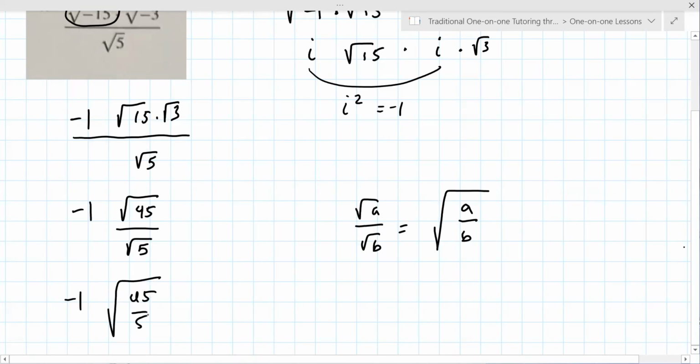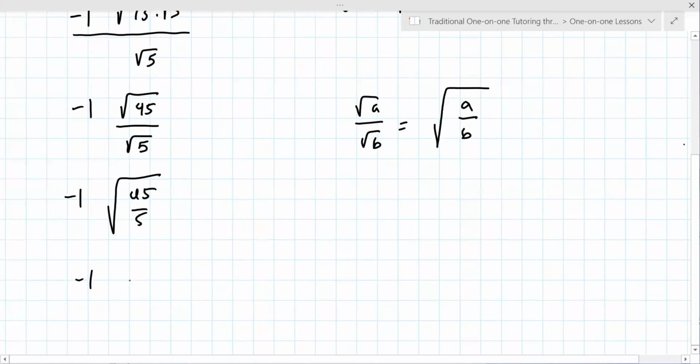Which is 9. Square root of 9, you're like, oh, I know that. That's 3. So this becomes negative 3. Is that okay? Yeah. Okay, two. Would you like us to do 2? I already did 2. The one that I need help on is number 6.